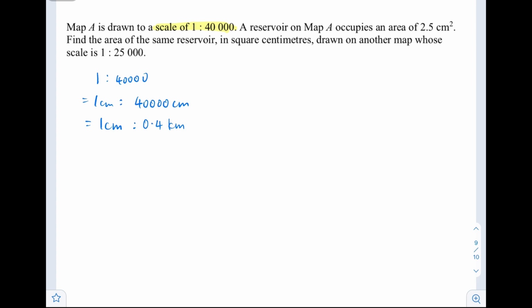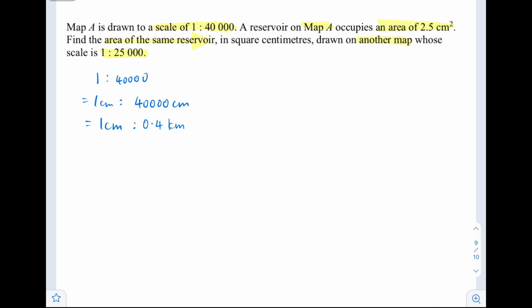Okay, so the question tells me also that the reservoir on map A occupies an area of 2.5 cm squared. So I need to find the area of this same reservoir on another map which has a different scale. In order for me to do that, because the scale has changed, in order for me to find the area of the reservoir on the other map, I first need to find the actual area of this reservoir first.